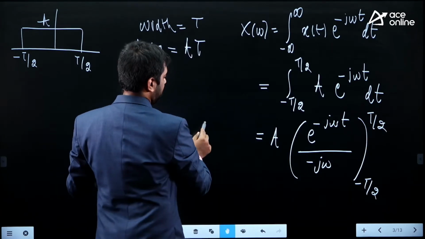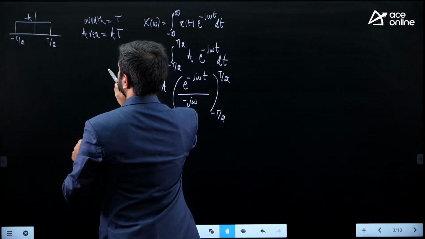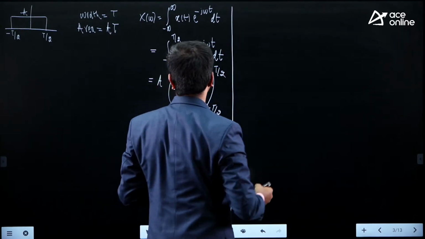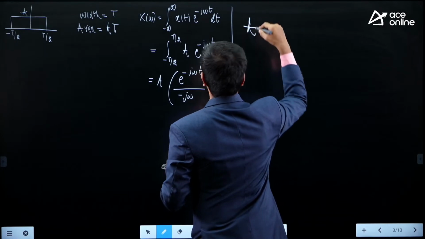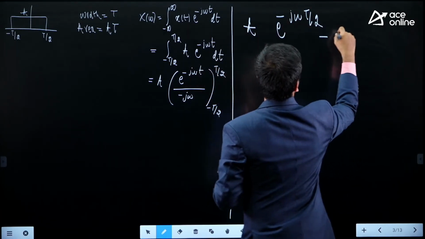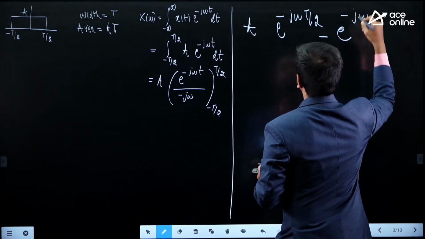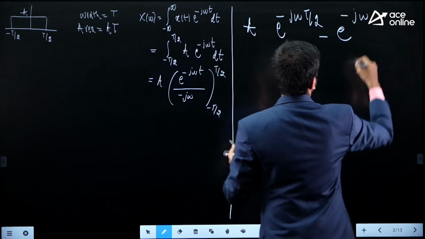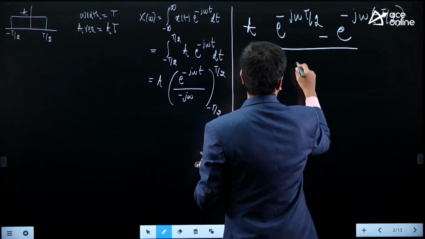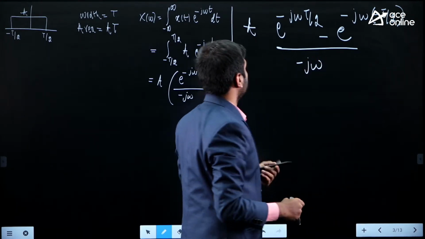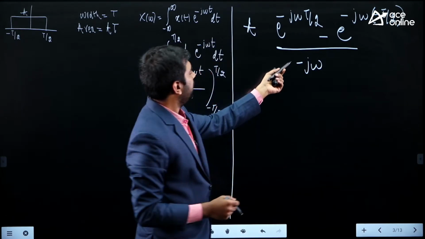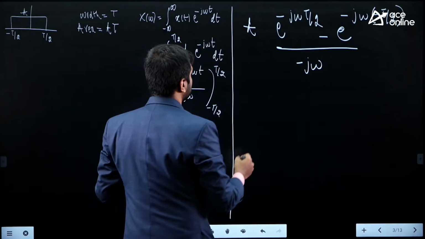Now let's try to simplify this. If I substitute the limits, what do I get? A times e power minus j omega T/2 minus e power minus j omega into minus T by 2, whole divided by minus j omega. You try to simplify this. Minus of minus is plus, so if I take this minus to the numerator, you will see some simplification.